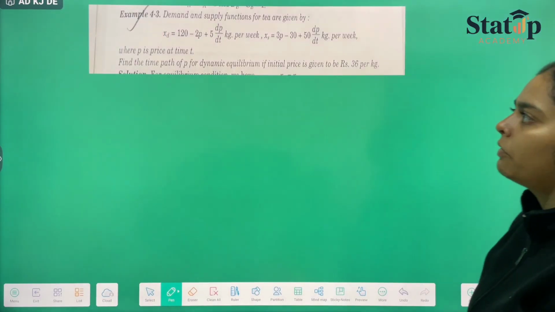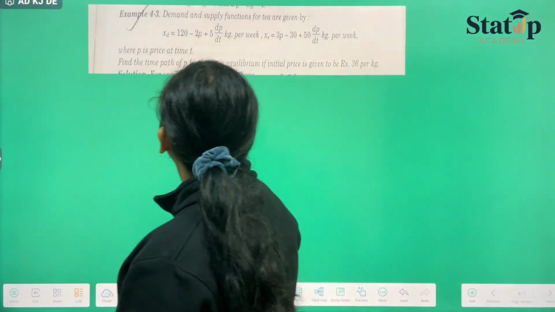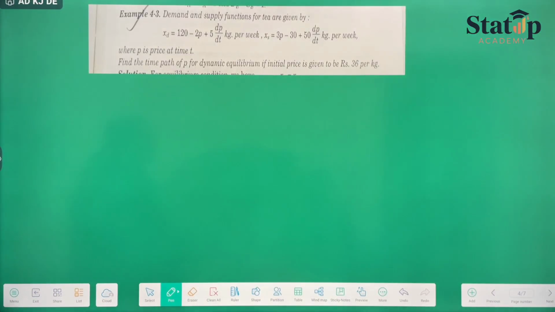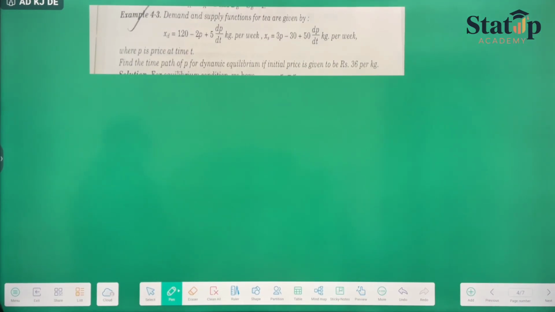Now the third type of question that might come: here it has been given the demand and supply function for T, so the commodity is T, and the demand function and supply function have been given where P is the price at time t, per week. Find the time path of P for dynamic equilibrium if the initial price is given to be 36 rupees per kg.